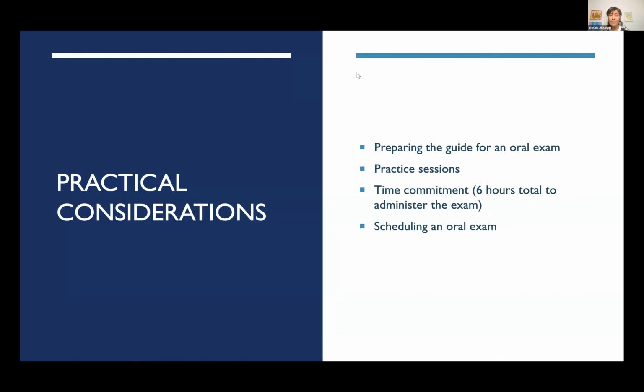Preparing the guide for an oral exam is extremely important. This is not for the faint-hearted. If you want to do an oral exam, prepare, and then it's going to be an amazing experience. Prepare, even if it's a small one, have a small strategy for how to prepare, and then definitely build into your idea practice sessions, recitation sessions with the students, especially if it's asynchronous.